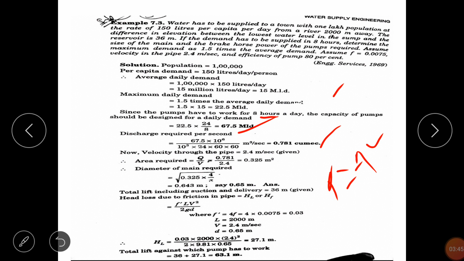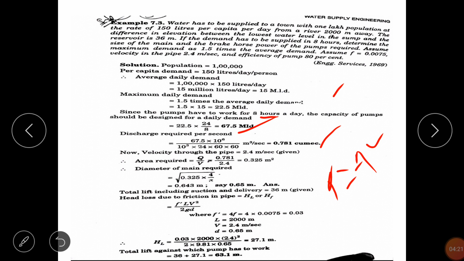So diameter: we know the pipe is circular. We have the formula A is equal to pi D square by 4. We need to find the D here. So D is 0.643, or say it as 0.65 meter. Clearly observe that for the diameter of the pipe we have the formula A is equal to pi D square by 4. We need to find D, so the remaining terms go to the other side like this. So diameter is 0.65 meter.